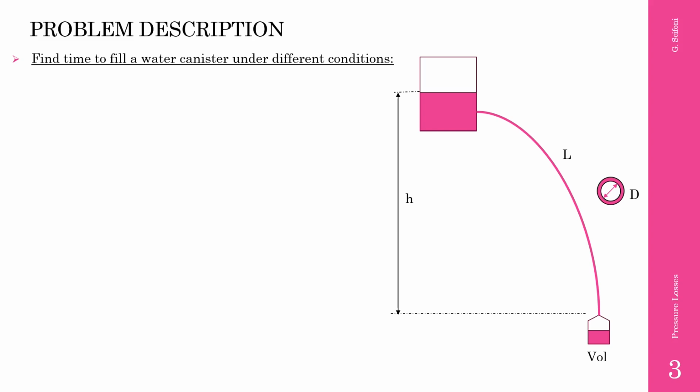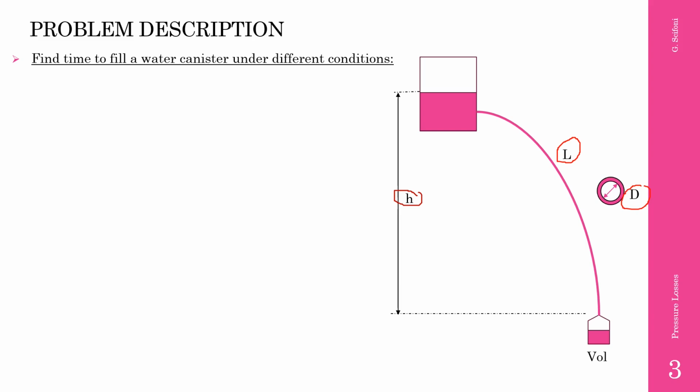The problem we may describe in this way. We have a very simple hydraulic circuit consisting of an upper tank with a big volume, a lower tank or a canister with a smaller volume, and a hose in between. The difference in elevation we call h. Moreover, we call capital L the length of the pipe and capital D its diameter.